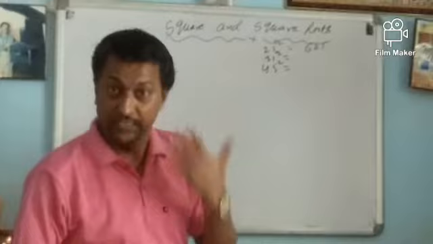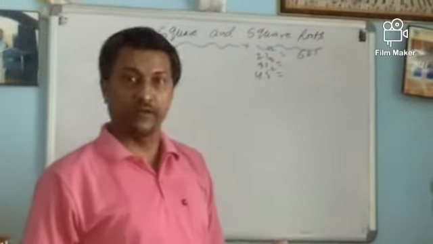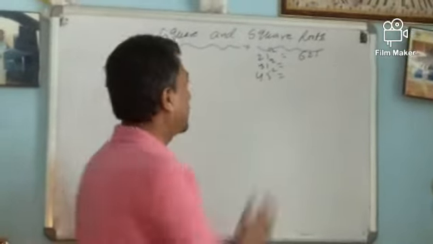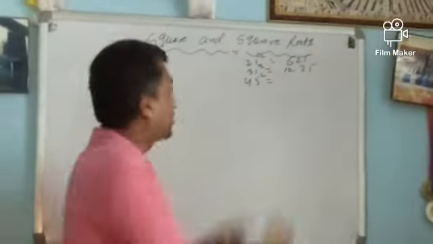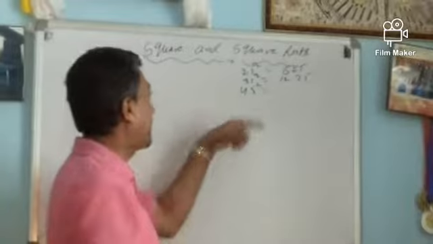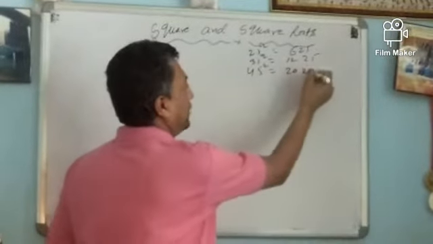Similarly, suppose 35 squared. So the first number is 3. Then after 3, which number comes? We know 4. So 3 4s are 12 and always 5 5s are 25. So similarly we can do any number. 45: 4 5s are 20 and 25.